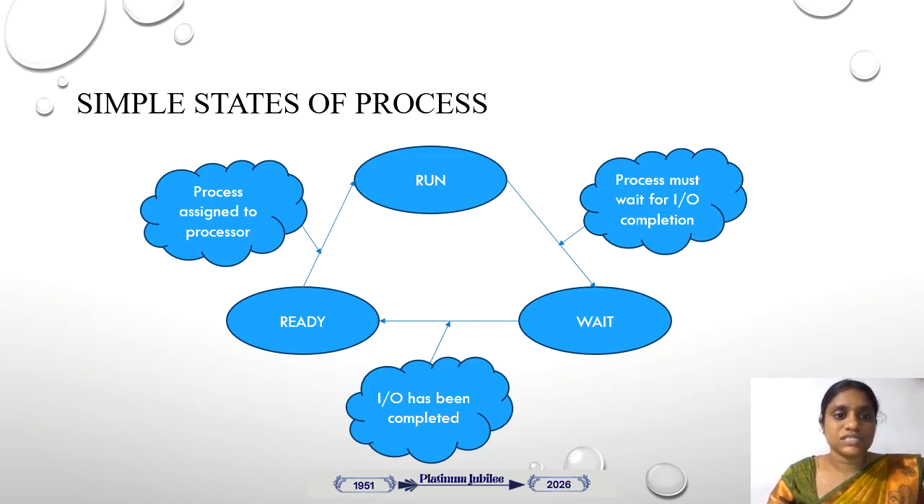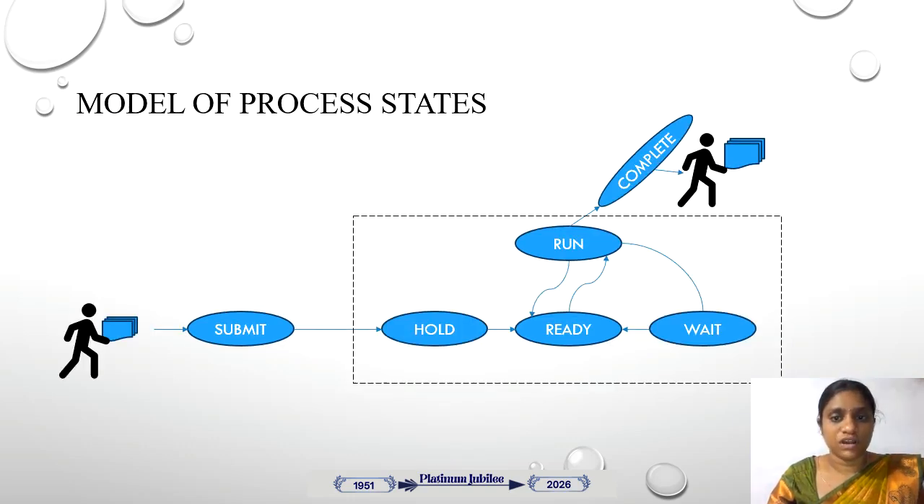Run state: process assigned to the processor. Wait state: process must wait for I/O completion. Ready state: I/O has been completed. So this is the model of process state. The user submits a job to the system. The system holds the job and then we go to the ready state and the process can be run, and then when all the states are completed, it goes to the complete state.